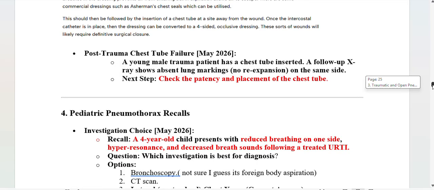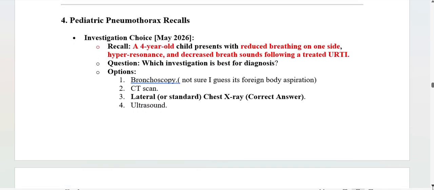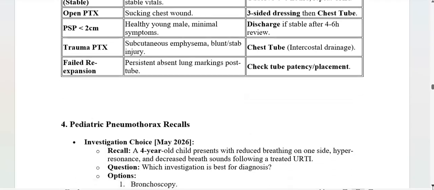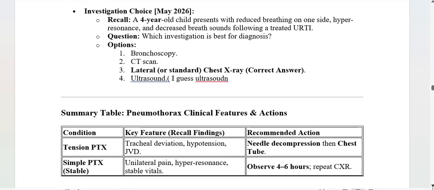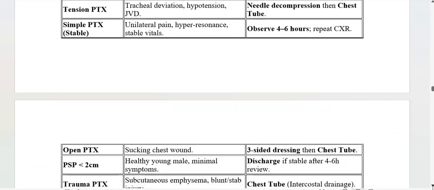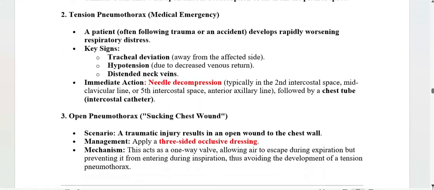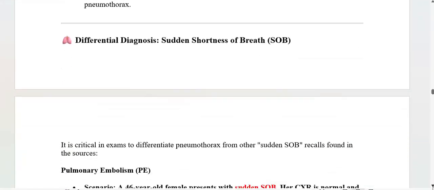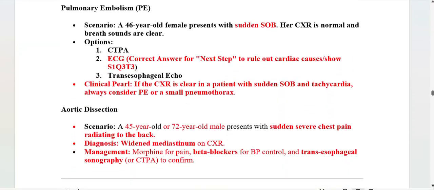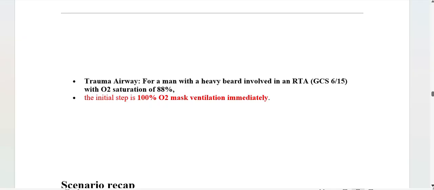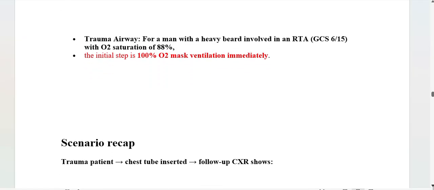Here we have a lot of other options in the same scenario: bronchoscopy, CT scan, lateral chest X-ray, ultrasound. Same questions they have been asking. Aortic dissection is not a part of this topic, but it's also a differential diagnosis.